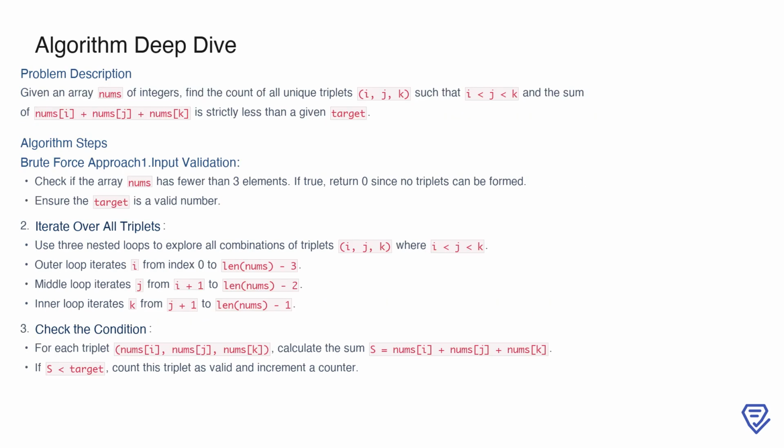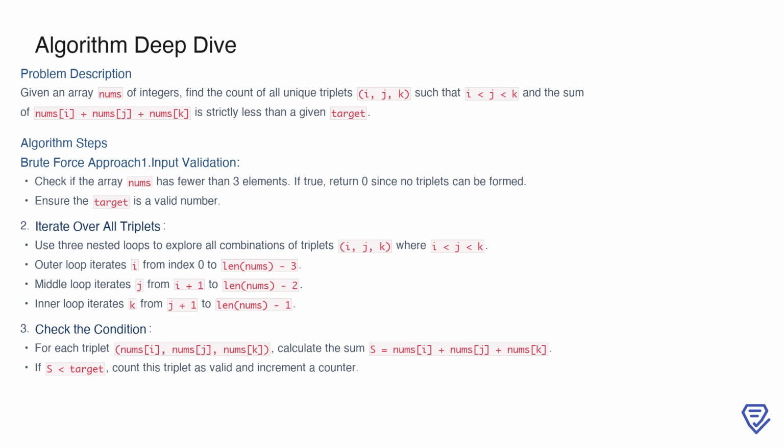The problem we're tackling here asks us to count the number of unique triplets in an array such that the sum of the three numbers is strictly less than a given target. To solve this, we can start with a simple brute force approach. First, we need to ensure the input is valid. If the array has fewer than 3 elements, it's impossible to form a triplet, so we can immediately return 0.